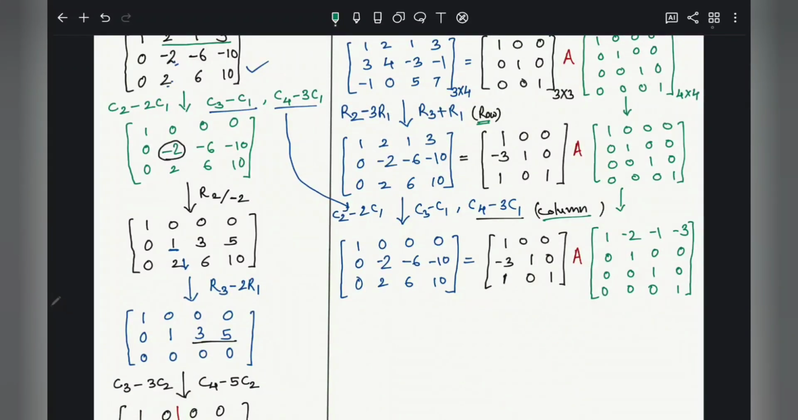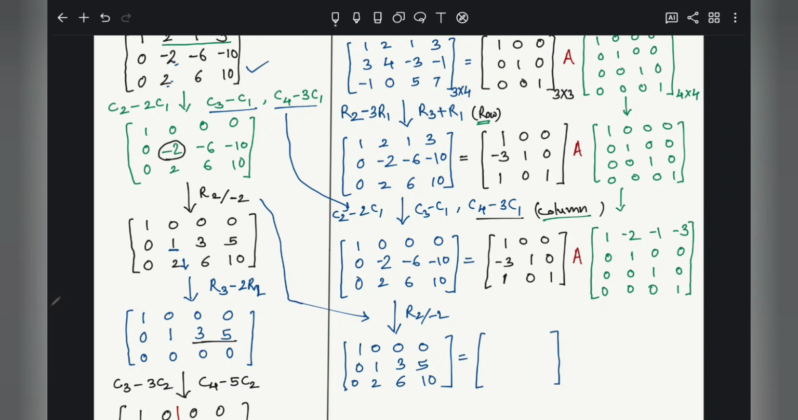And now the next step. Here again, the step we did was R2 divided by minus 2. So what we get is like this. Here you can write 1 0 0, and minus 3 by 2, half, 0 1 0 1, and the rest you have to keep the same. Because it is a row operation, we will be operating here and not here. So this will be copied as it is.